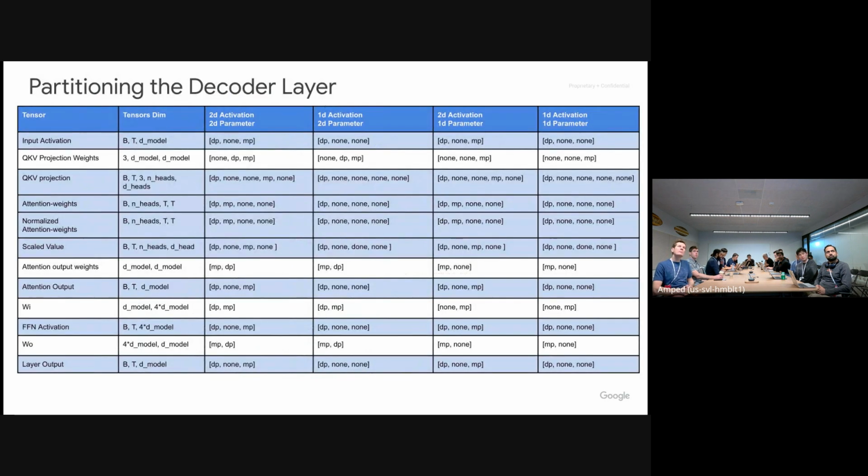Okay, so just to make things more complicated, I am going to apply this concept into a decoder layer. That is the building block of a transformer or transformer-based architectures. Typically for decoder-only language models such as GPT-3 and PaLM and so on, essentially this is a stack of decoders.